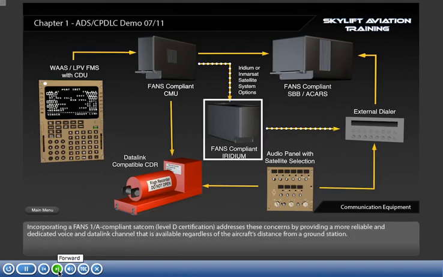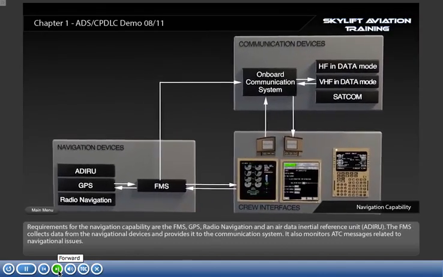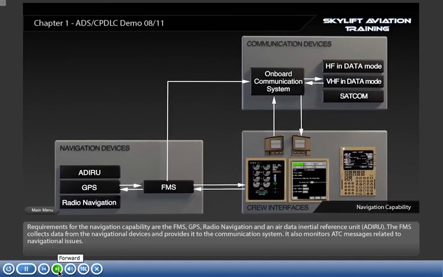Incorporating a FANS 1A compliant SATCOM Level D certification addresses these concerns by providing a more reliable and dedicated voice and data link channel that is available regardless of the aircraft's distance from a ground station. Requirements for the navigation capability are the FMS, GPS, radio navigation, and an Air Data Inertial Reference Unit, ADIRU. The FMS collects data from the navigational devices and provides it to the communication system. It also monitors ATC messages related to navigational issues.